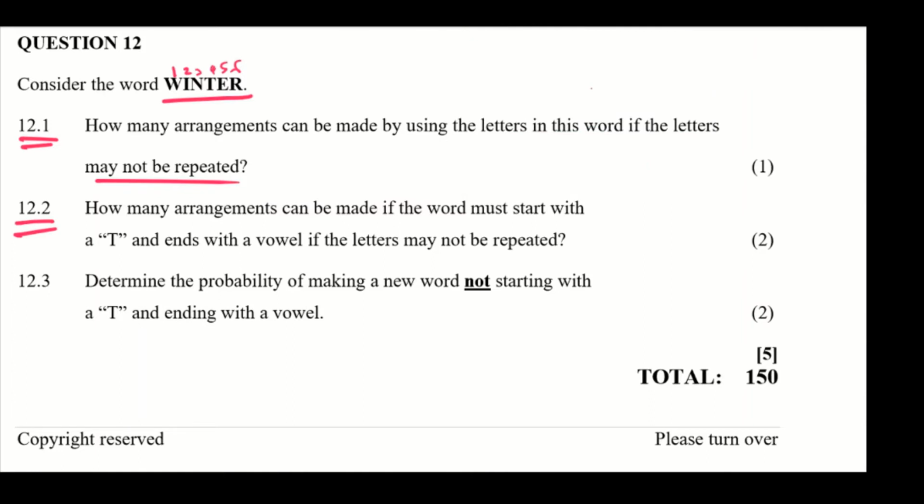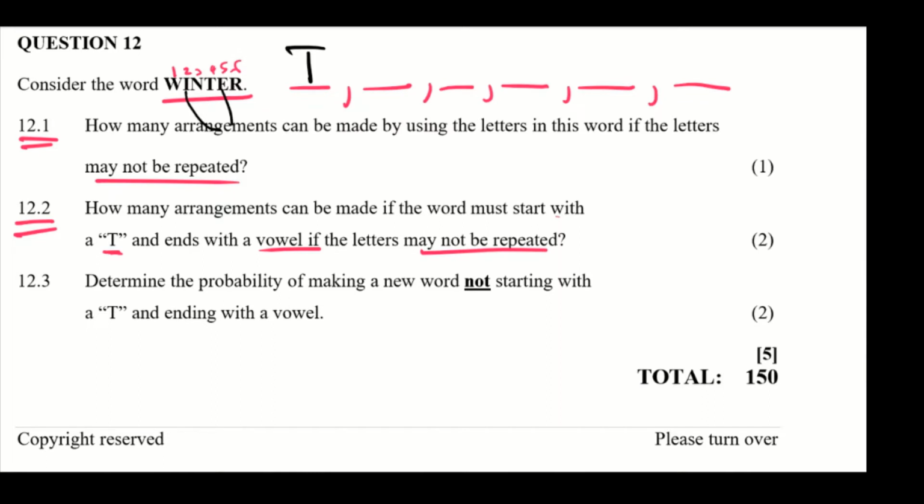12.2, how many arrangements can be made if the word starts with T and ends with a vowel if the letters may not be repeated? Cool. So we have 6 letters, 1, 2, 3, 4, 5, 6, right? And let's say we start with T, so I'm going to write T there, and we end with a vowel. So how many vowels does winter have? I is a vowel and E is a vowel, right?